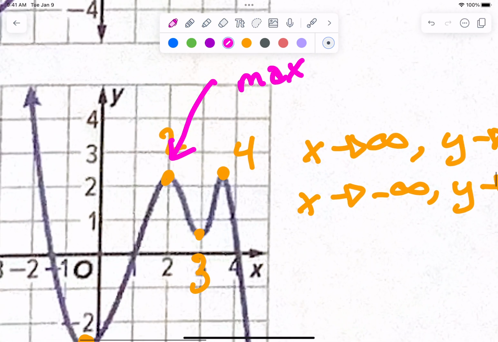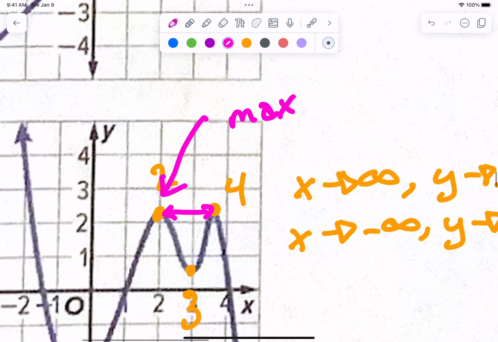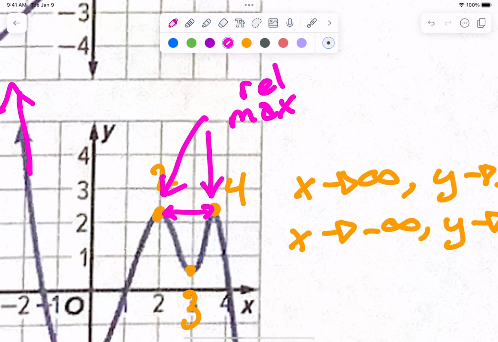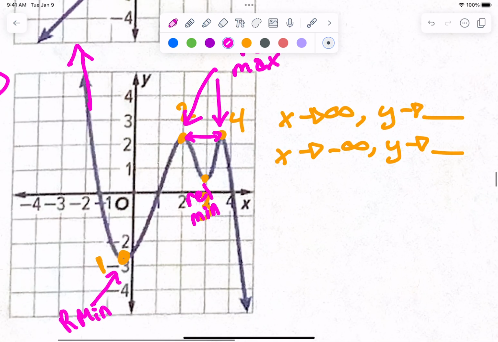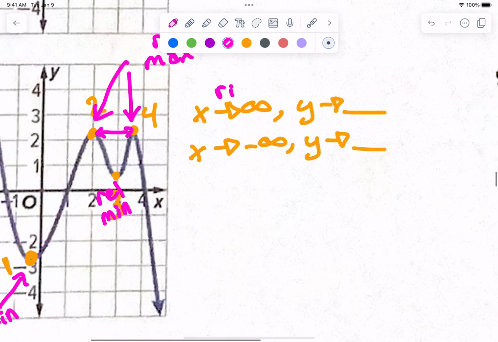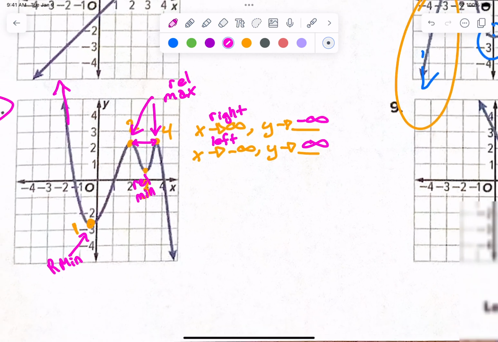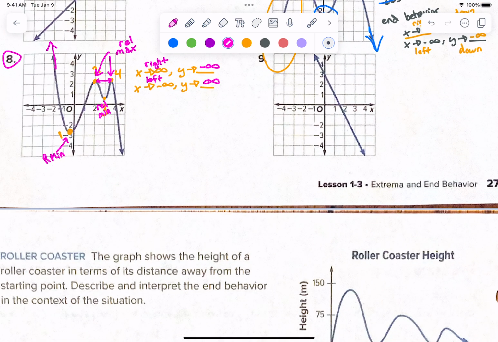Are you saying that they're directly across from each other? Yeah. So I guess it doesn't matter. Neither of them are going to be absolutes, right? Because he goes forever on that side. So these are both going to be relative maxes. This guy, number 3, he's a min, but is he relative or absolute? Relative. So we have no absolutes on this graph at all. On the right side of the graph, he is going negative infinity. On the left side of the graph, he is going positive infinity. There we go. Good?